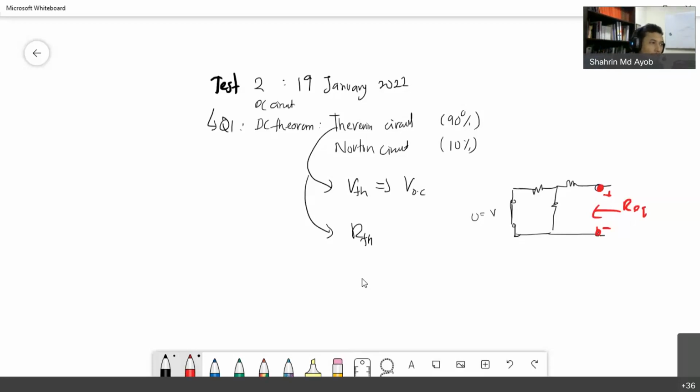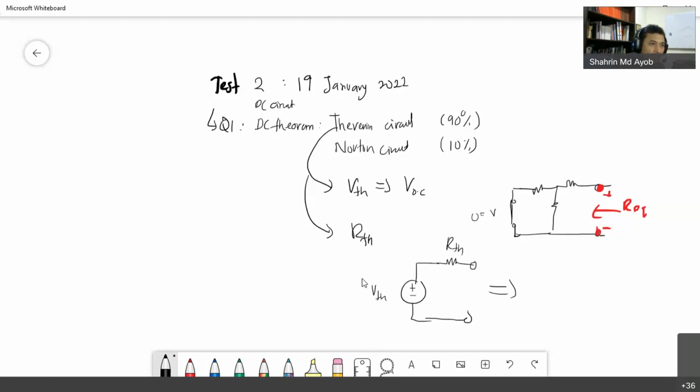After you have completed the calculation of the V Thevenin and R Thevenin, you need to draw your equivalent circuit. This one is your V Thevenin. For the Thevenin circuit, you need to draw the V Thevenin, which is the voltage source, in series with the R Thevenin. So this is what we call the Thevenin circuit.